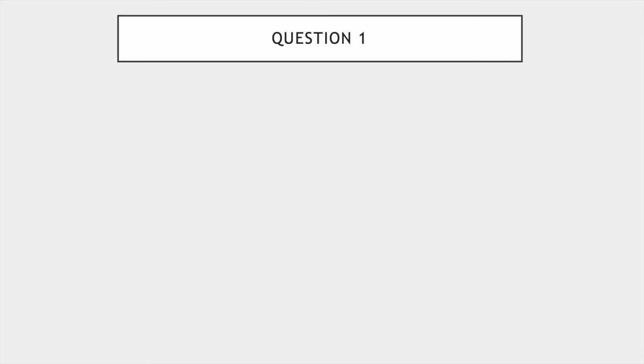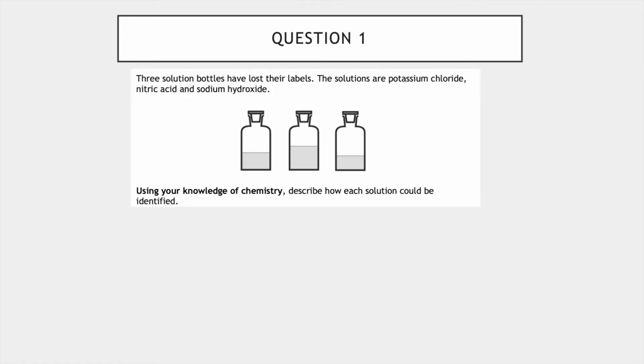So here's question 1. Three solution bottles have lost their labels. The solutions are potassium chloride, nitric acid and sodium hydroxide. Using your knowledge of chemistry, describe how each solution could be identified.